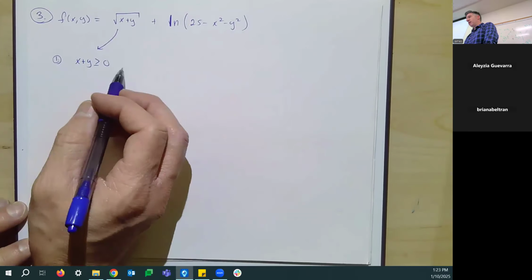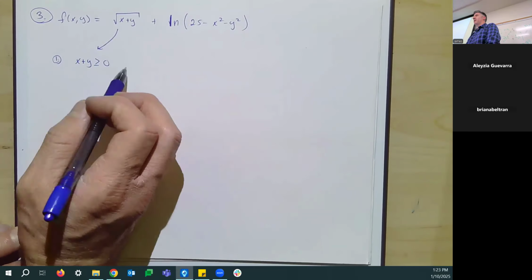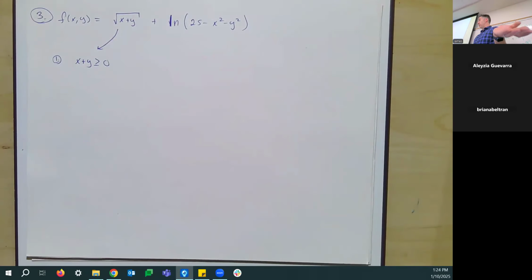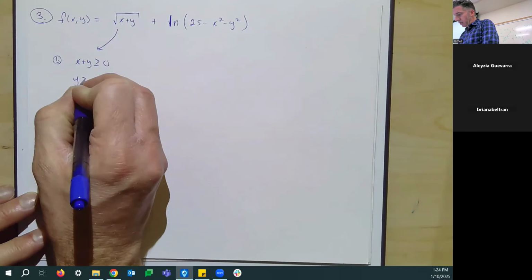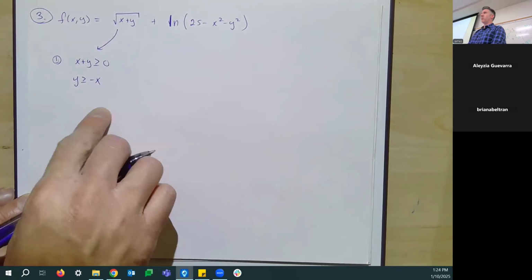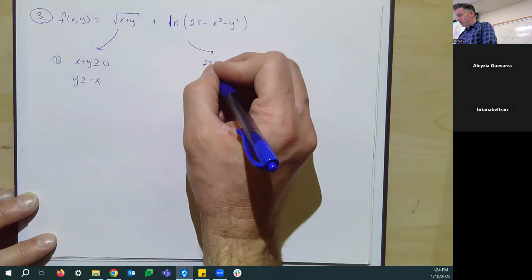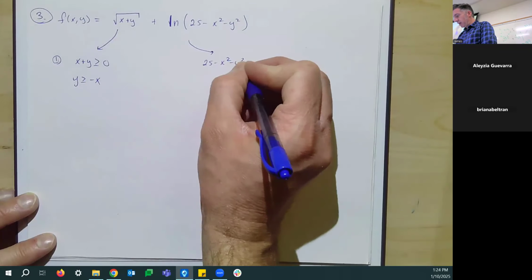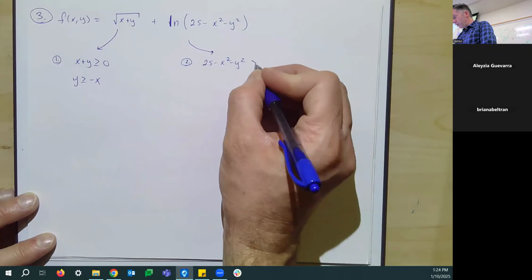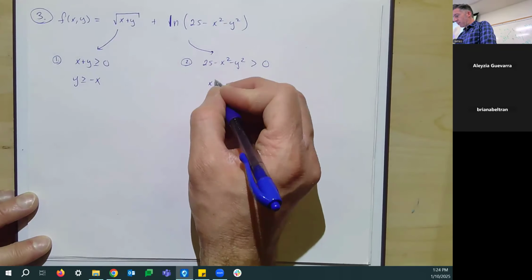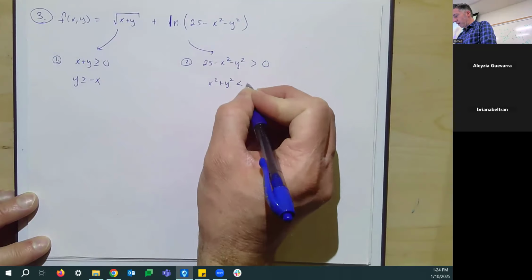So we need this. And usually if you've got something like this and you're trying to graph it, if you can isolate y, it typically makes sense, because we usually know how to graph y as a function of x, which is a more typical way of graphing things. So I'm going to say, great, y is bigger than or equal to negative x. We'll graph that in a moment. Over here, we have 25 minus x squared minus y squared is greater than 0. So we have x squared plus y squared less than 25.